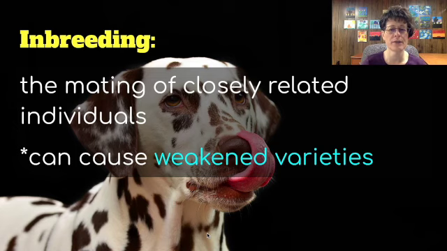There's also inbreeding for selective breeding. This is the mating of closely related individuals. This can cause weakened varieties. That's because it not only intensifies the traits that we want, but it also brings out if there are any genetic disorders or diseases. It also brings out the bad traits. So, for example, in certain dog breeds, they have hip problems or blindness and other abnormalities that we don't desire that have been bred into that particular breed. So that is the danger of inbreeding.